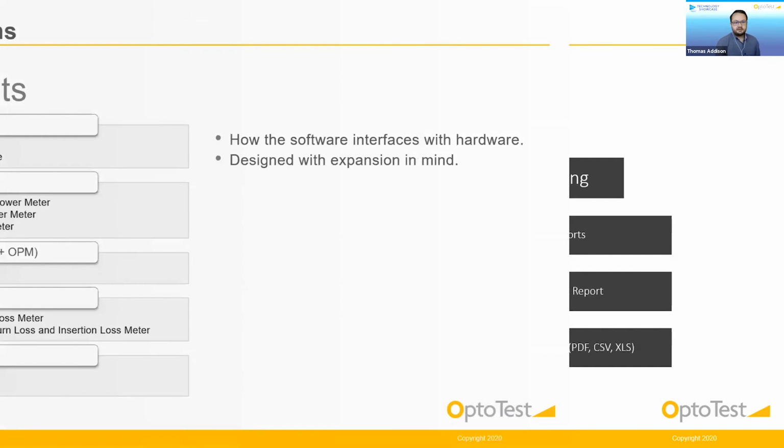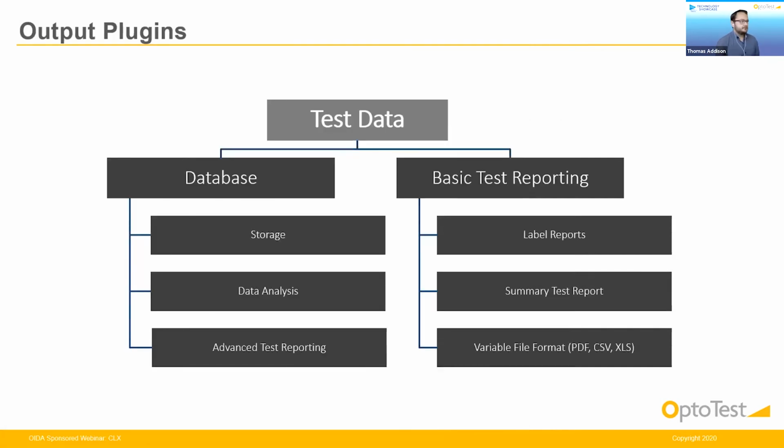Next, we've got our output plugins. This is something new with OPL-CLX. Basically, our session, when we're testing, will output test data. That's the last step of what the session does, and it exports the test data to our output plugins. Right now, we categorize the output plugins into two different locations.